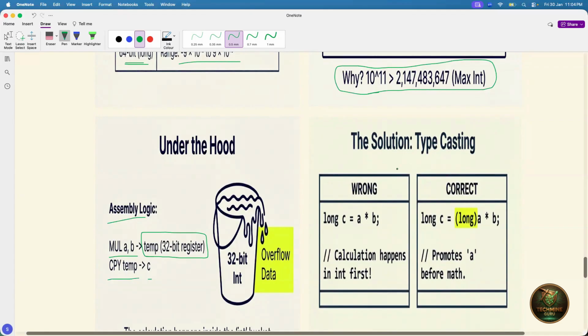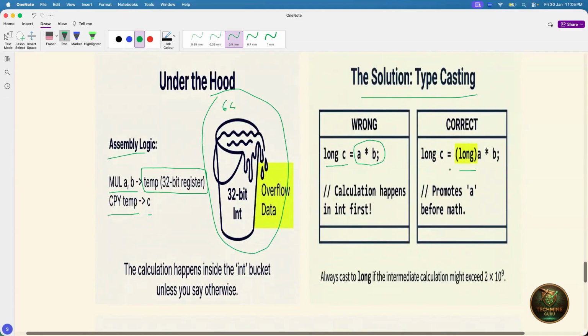So for this, the solution is typecasting. When we are calculating it, the calculation happens in int first, and then the result is stored in long, right? So we just need to promote A from int to long, so that the bucket size increases and it has a 64-bit bucket now, right? So when we apply this typecasting to long, then this temp variable will not be a 32-bit register anymore. It will become a 64-bit register. And since C is already long, it will simply copy the temp to C and nothing will overflow.